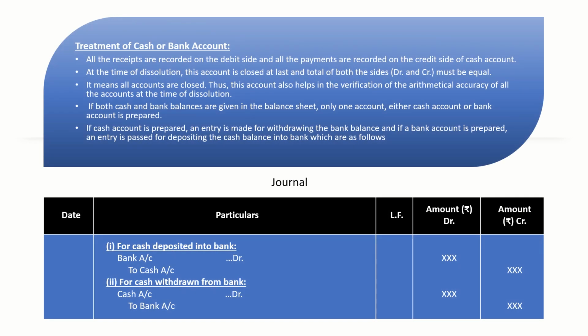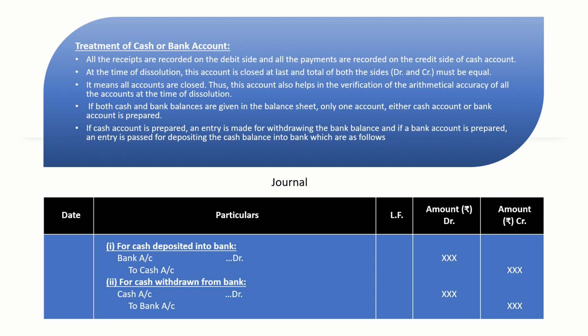Last one that we have is about treatment of cash or bank. All the receipts are recorded on the debit side and all the payments are recorded on the credit side of the cash account. Okay, any amount which is there in the realization account is transferred to the cash or the bank at the end. At the time of dissolution, this account is closed at the last and the total of both the sides, debit and credit, must be equal. And that will confirm that all accounts are closed and there is nothing left. So it also helps in getting the arithmetical accuracy of the accounts at the time of dissolution.